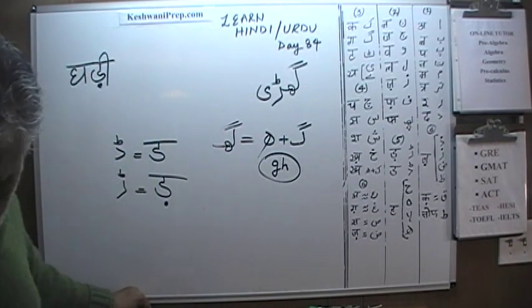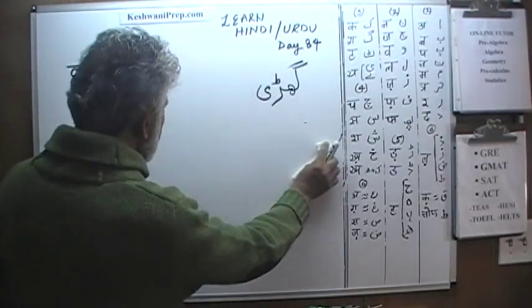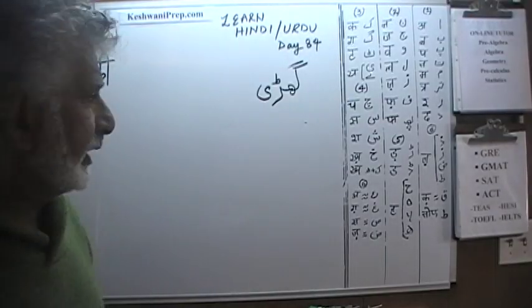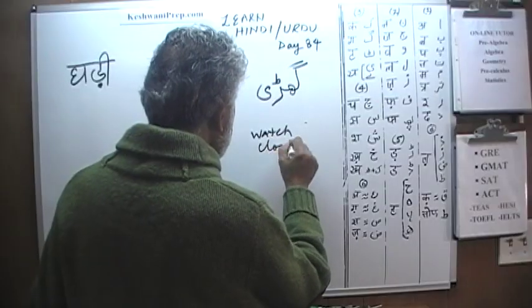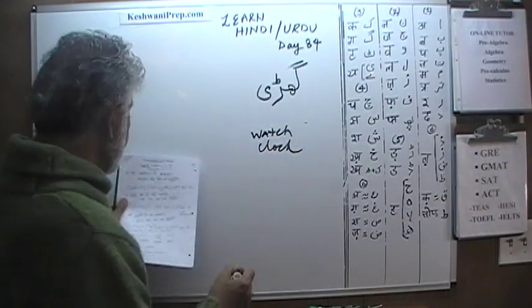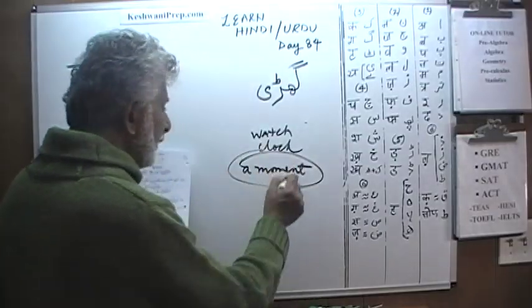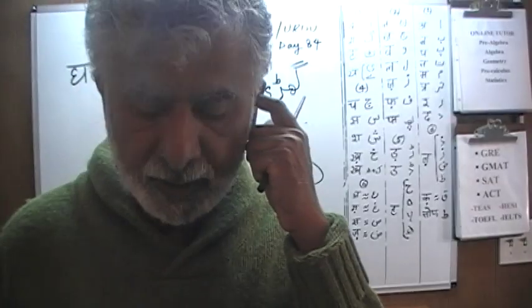Ghadi. What does ghadi mean? Let's stop for a second, let's talk about it. Ghadi can mean a watch, a clock, a wristwatch, or it can also mean a moment, a brief period of time. A brief period of time is also called Ghadi.